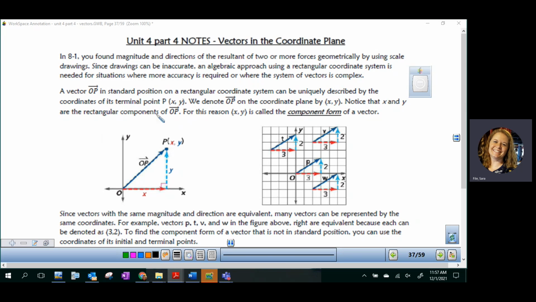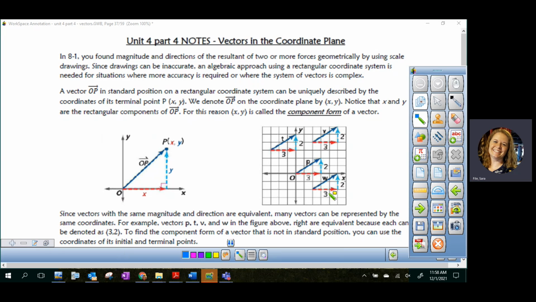We're actually going to take a more algebraic approach to vectors, as opposed to yesterday when we were doing a more geometric approach. Okay, so you can see here in this first picture on the left, we've got vector OP. It's in standard position starting at the origin. When you have a vector in standard position, it can be described by the coordinates of the terminal point here, point P, which is (x, y). That notation is called component form.